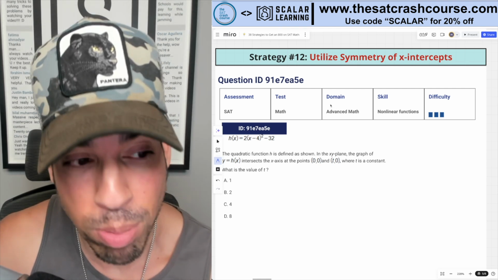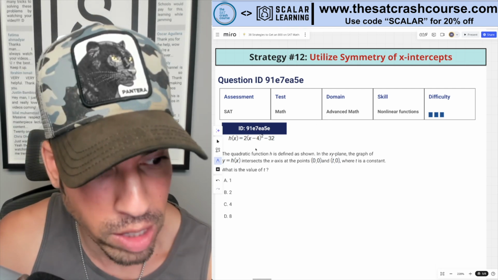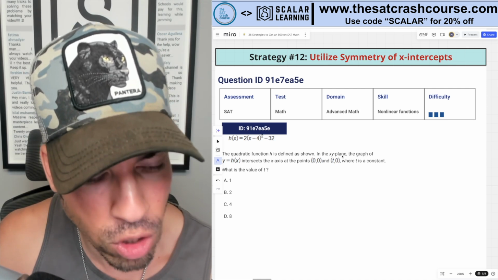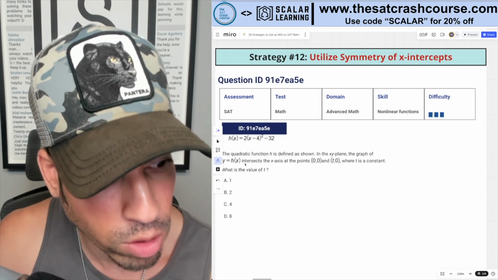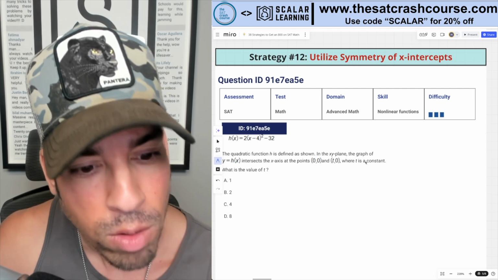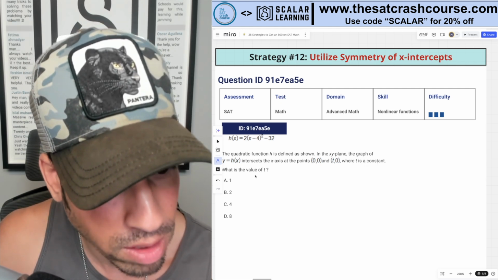This is so important, especially for really high-level quadratic problems. So check this out. The quadratic function h is defined as shown. In the xy plane, the graph of y equals h of x intersects the x-axis at points (0, 0) and (t, 0), where t is a constant. What is the value of t?